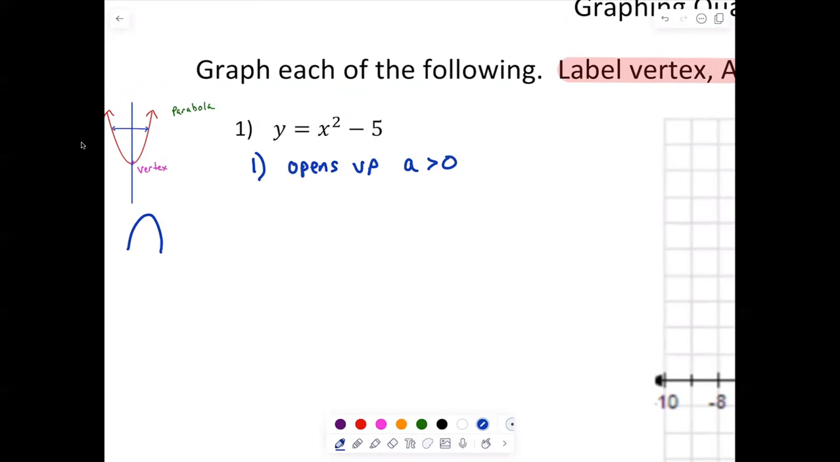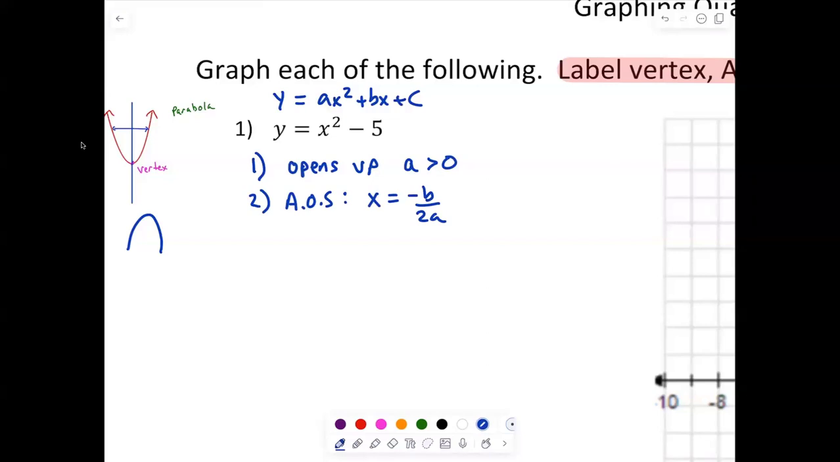The next step is to find the axis of symmetry, AOS. So x equals negative b over 2a. Now, right above this, y equals ax squared plus bx plus c. Can anybody tell me what the b value is here? B is the number in front of the x.